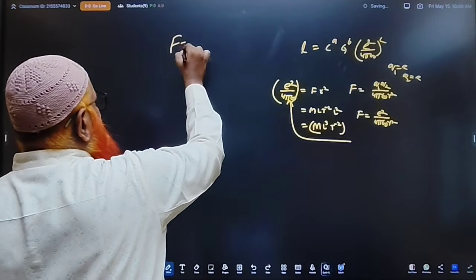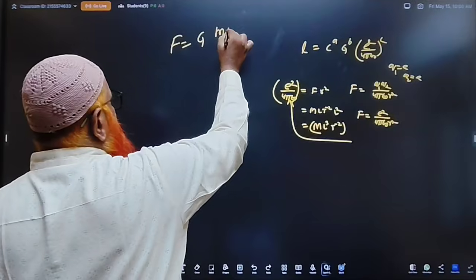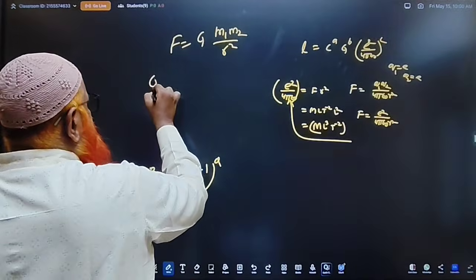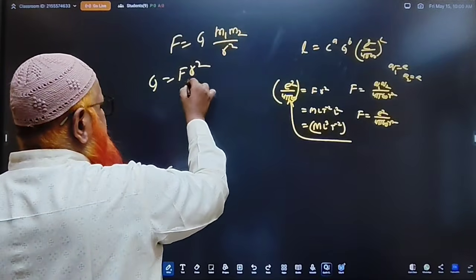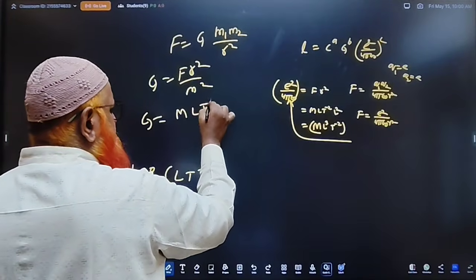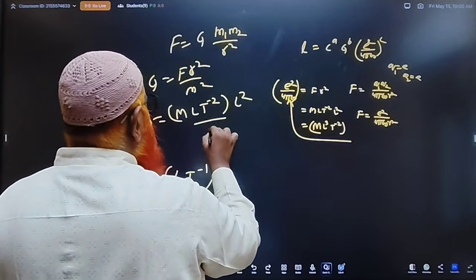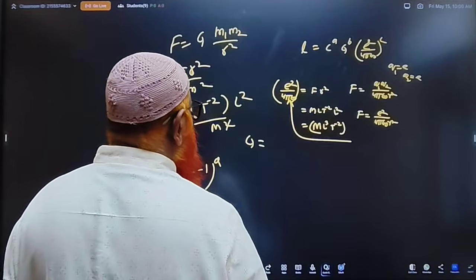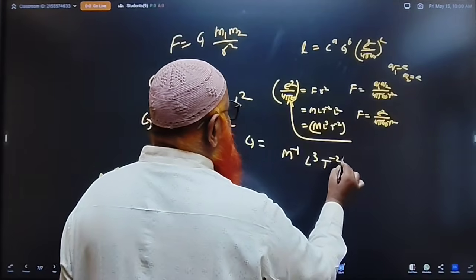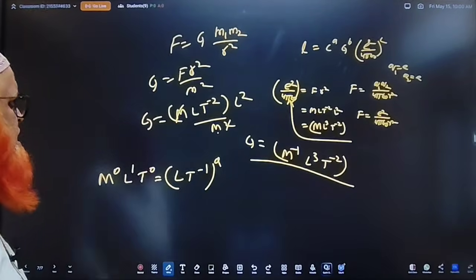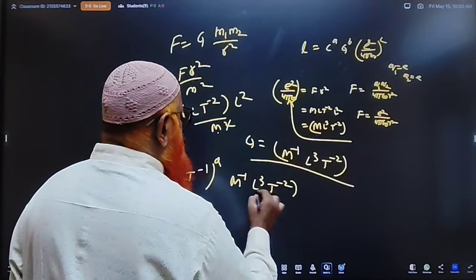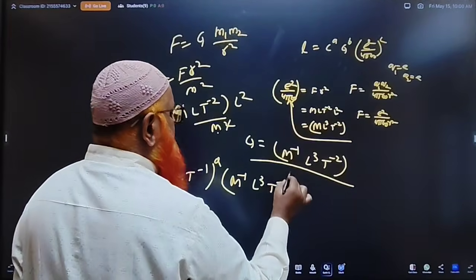Now G is nothing but F into R square by M1 M2, from the formula in the gravitation chapter, which can be written with M square. So the dimensional formula for G is M L T power minus 2 into L square by M square. M square gets cancelled, so M goes to the numerator as M power minus 1, and the dimensional formula for G is M power minus 1, L cube, T power minus 2, to the power of b.